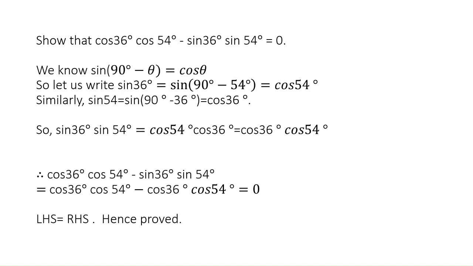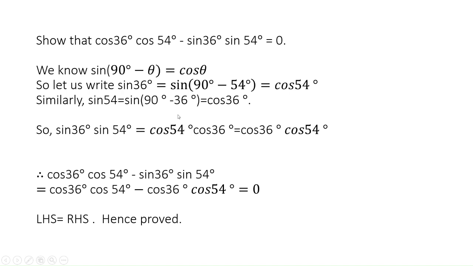To show the required thing, we are using a simple trigonometric identity. We know that sin(90 minus theta) is equal to cos theta. So we can write sin 36 as sin(90 minus 54). Sin(90 minus theta) becomes cos theta, so sin(90 minus 54) becomes cos 54. So obviously sin 36 is nothing but cos 54 here.